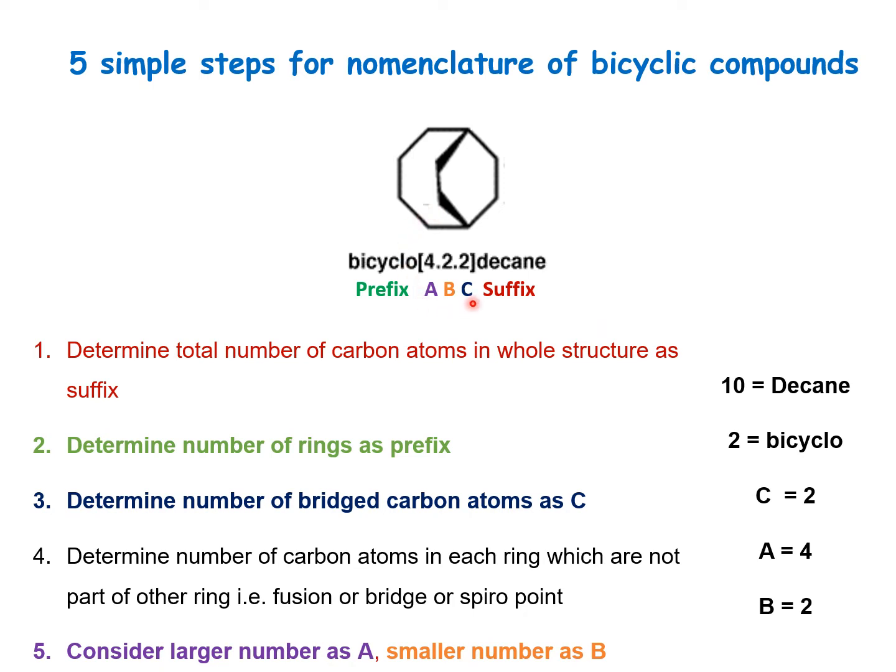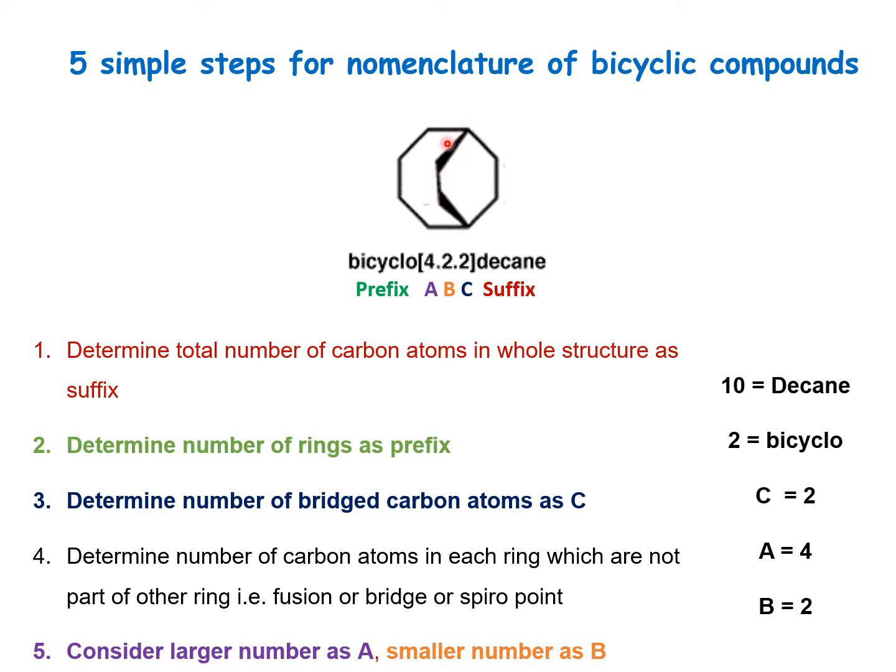Now look at these numbers. First we are going to decide this number C. Now this number will indicate how many bridged carbon atoms are there. Now remember, this and this are the fused carbon atoms, while these two are the bridged carbon atoms. So here C becomes 2 because there are 2 bridged carbon atoms.